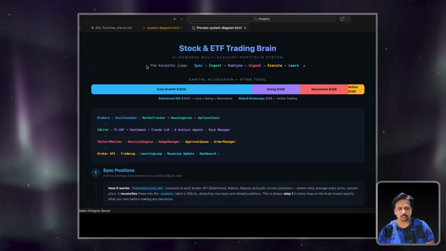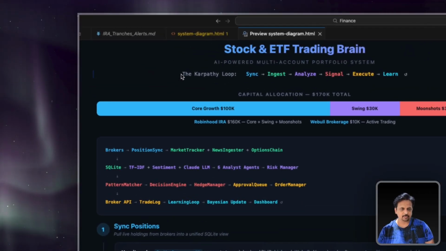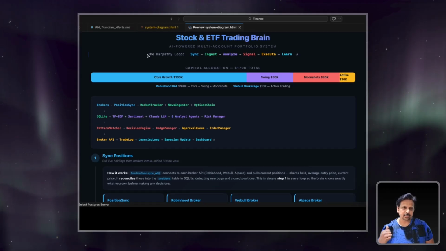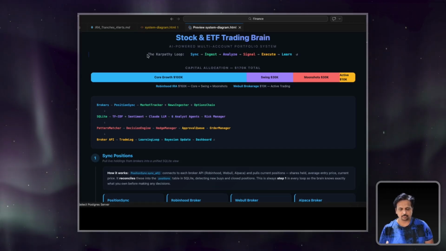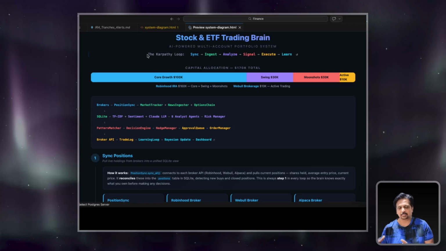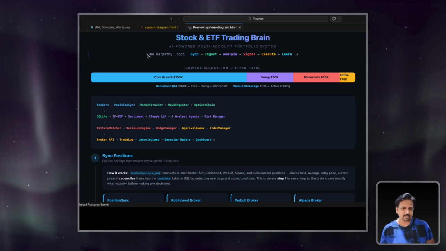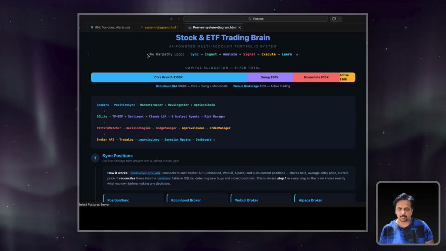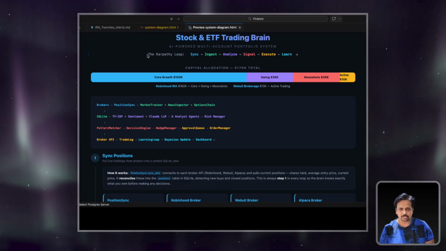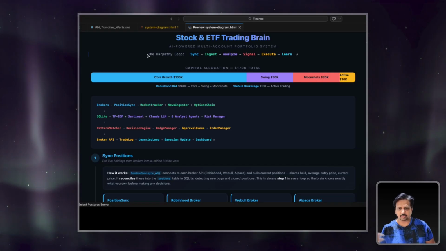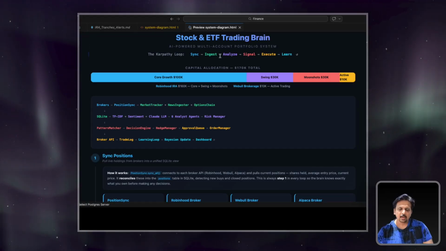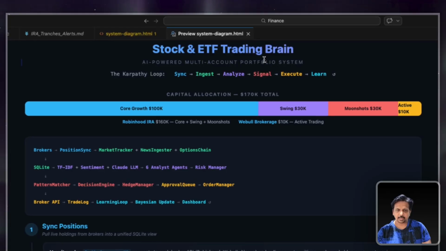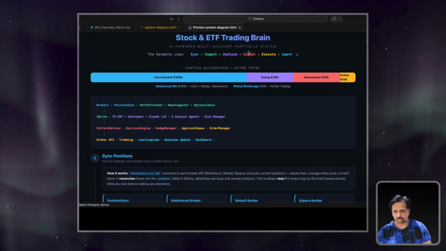First of all, it uses the enriched Karpathy loop. If you don't know what it is, essentially it syncs the information from my portfolio, and then it ingests the information from all these different data sources, like Yahoo Finance News, NewsAPI or Google search, and some paid APIs as well. It uses the Claude brain to analyze it, and then it gives me buy and sell signals.